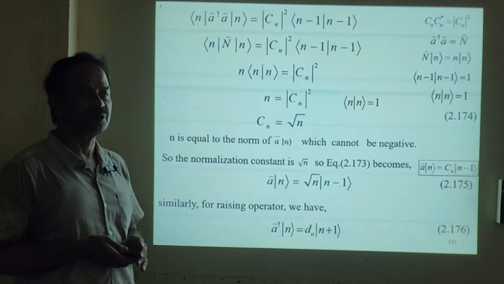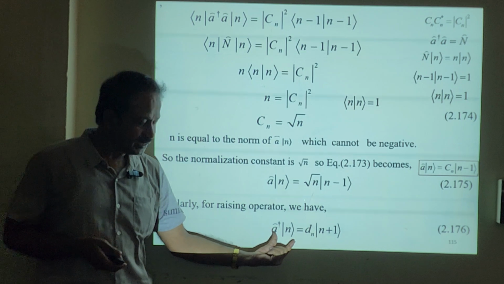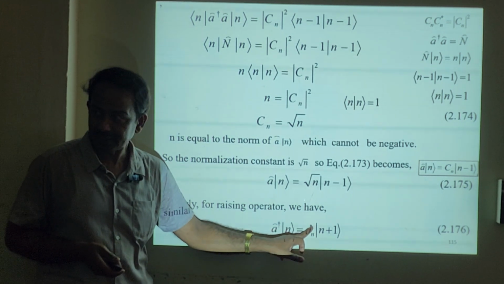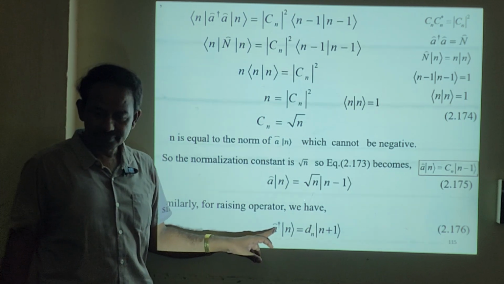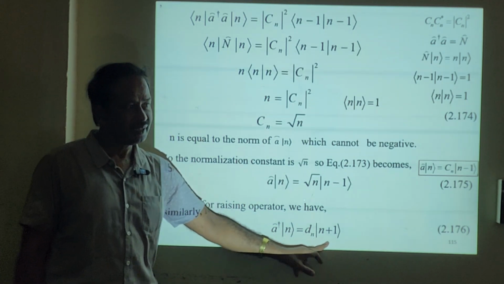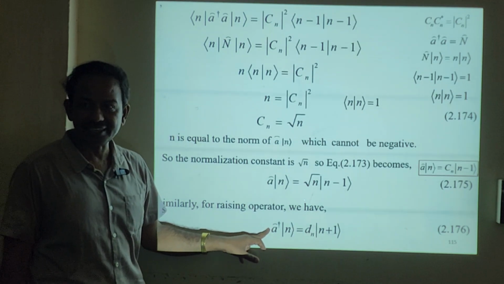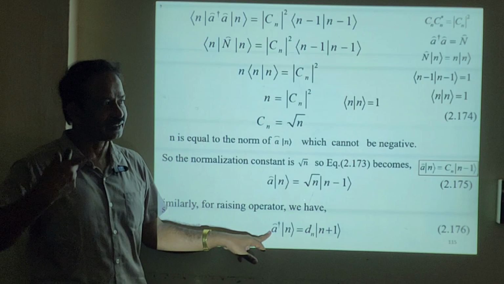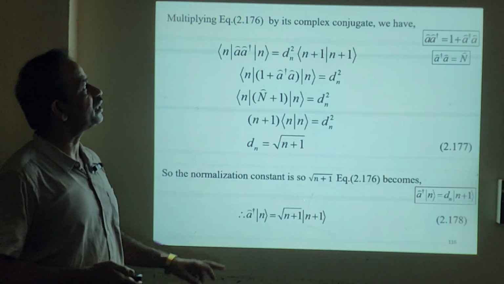Similarly, we can go for the raising operator. We will go for the raising operator. So a dagger ket n will be, we are going to calculate now the normalization constant dn with ket n plus 1. Listen to me. So now n becomes n plus 1. Come on, see here, because of this operator, the a dagger operator. So this is a creation operator, correct? So it will create one. So that's why n becomes n plus 1.